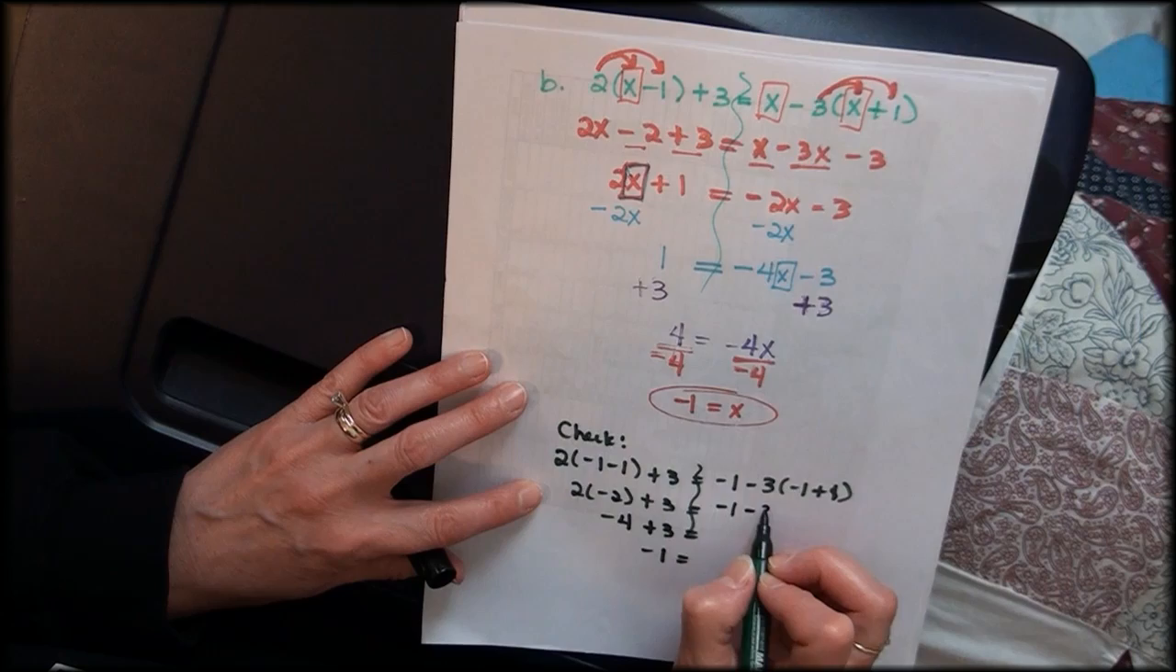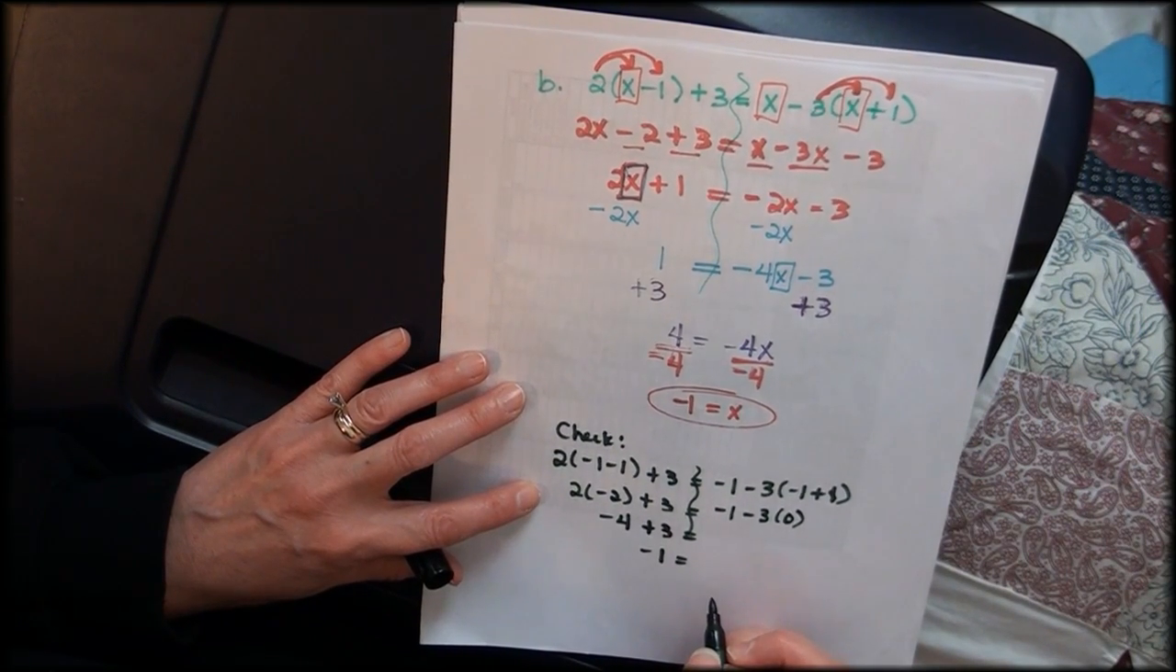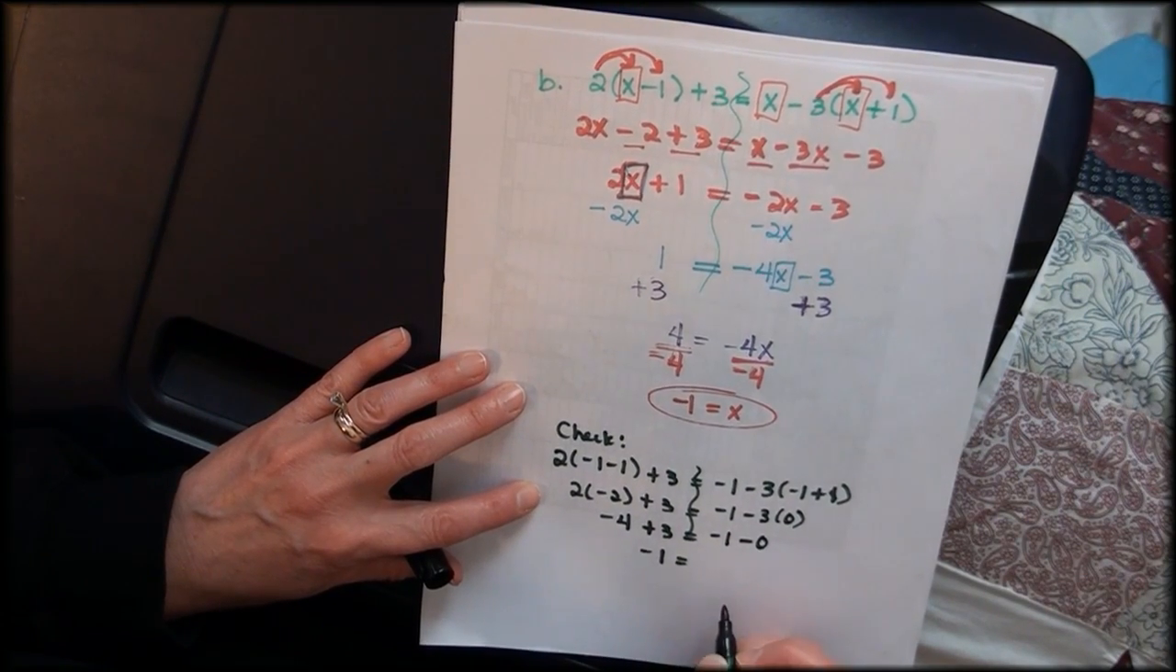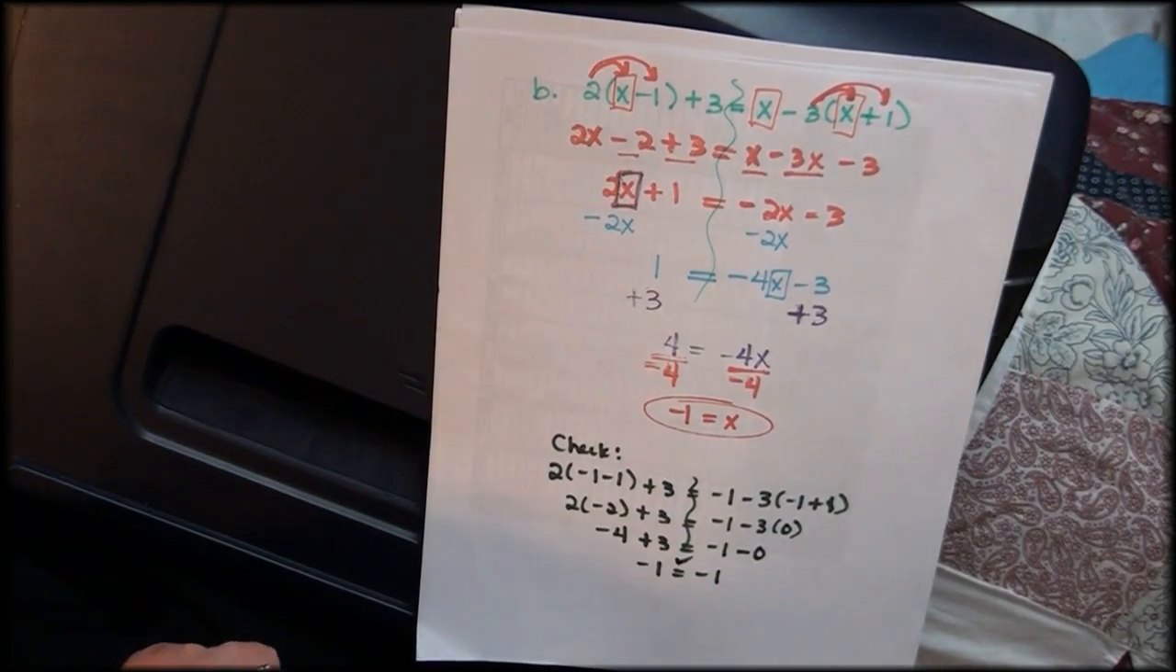Once again, order of operations says do inside the parentheses first. Negative 1 plus 1 is a 0. Do the multiplication next. That gives me another 0, and negative 1 minus 0 is negative 1. Sure enough, it is right. And I know that my answer is right.